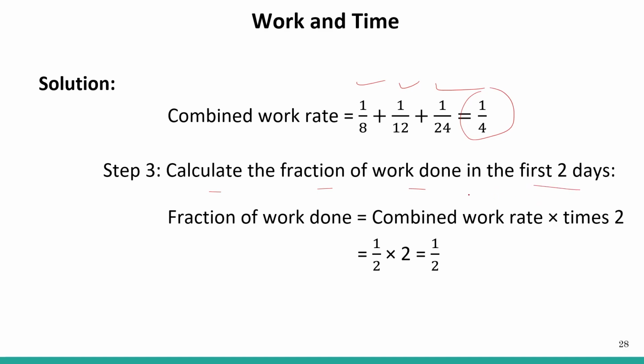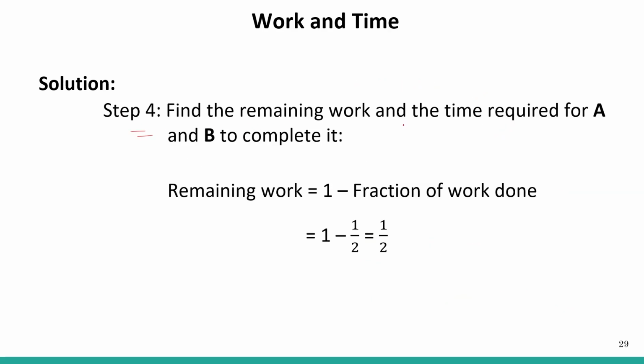Okay, so calculating the fraction of work done in the first 2 days. How much of the work is made in 2 days? Fraction of work done is equal to combined work rate into amount of time, that is 1 by 4 into 2, which is equal to 1 by 2. So 1 by 2 is the answer. That is the fraction of work done, that is half of the wall is made or built.